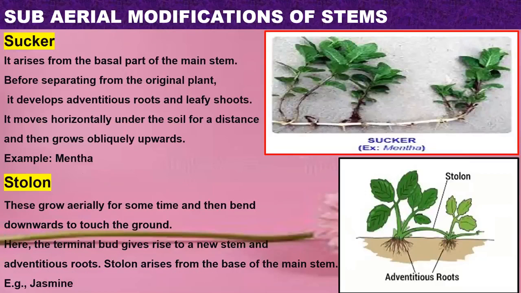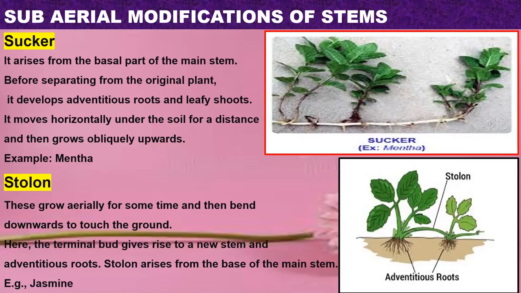Another example of subaerial modification of stems is sucker. It arises from the basal part of the main stem. Before separating from the original plant, it develops adventitious roots and leafy shoots. It moves horizontally under the soil for a distance and then grows obliquely upwards. The example is mint or mentha.